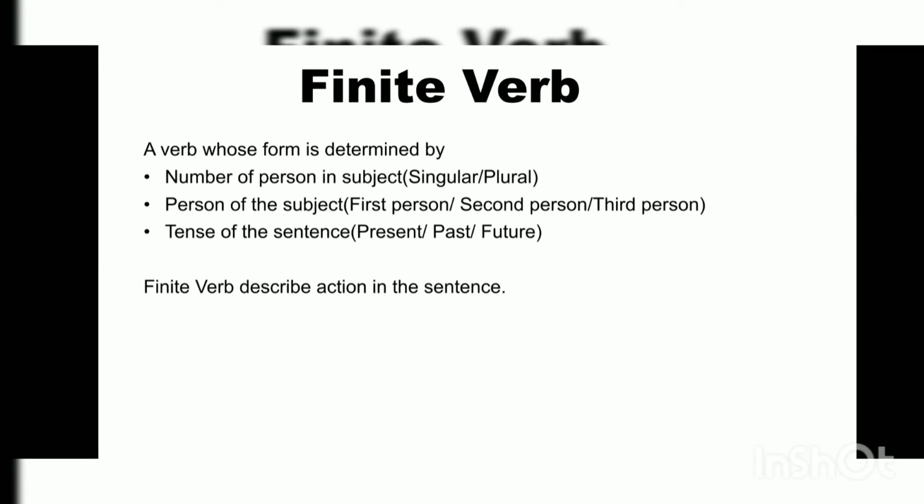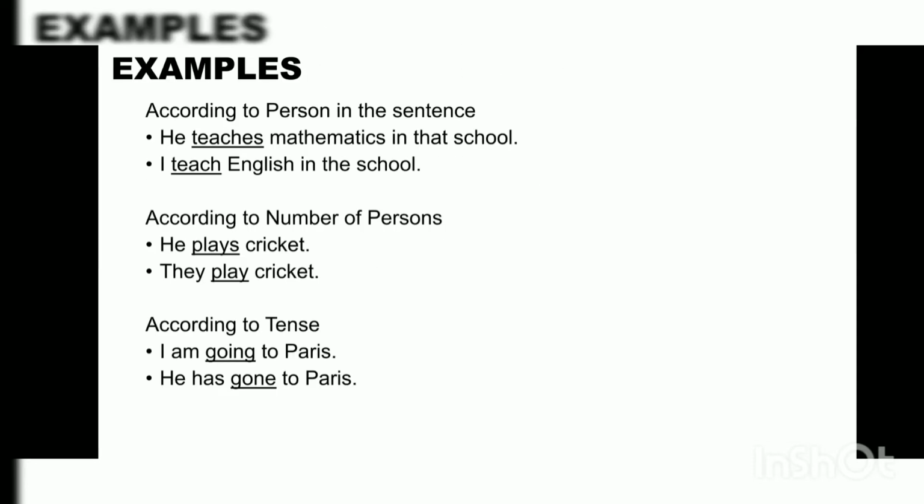Let's take some examples. According to person in the sentence, he teaches mathematics in the school. Now he is the third person and I is the first person. I teach English in the school. So you see that teach is the verb. I have underlined that, and it changes its form according to the first person and second person.